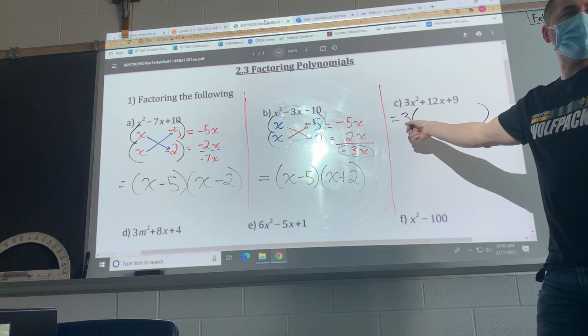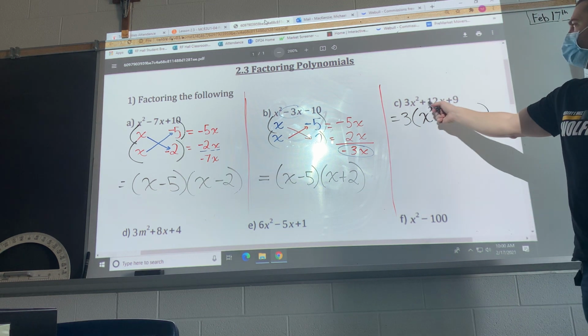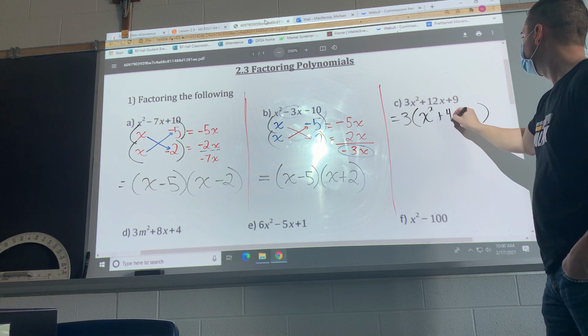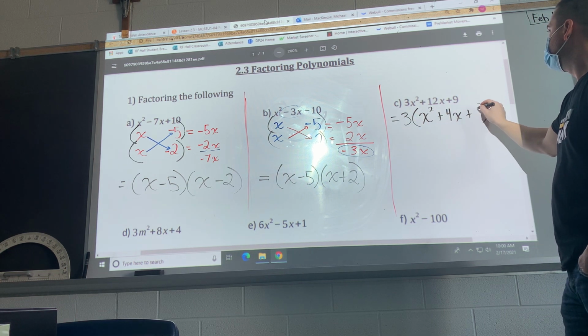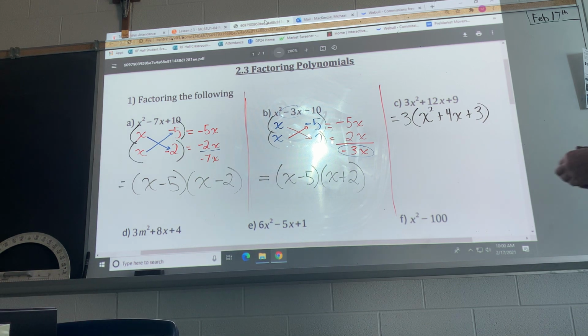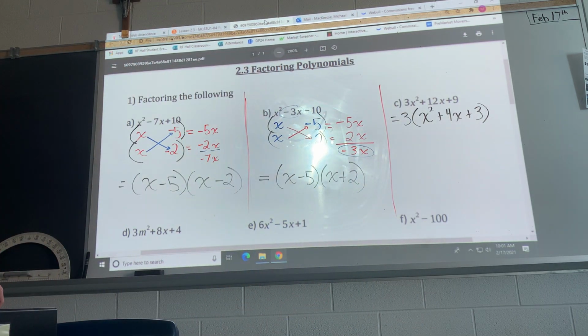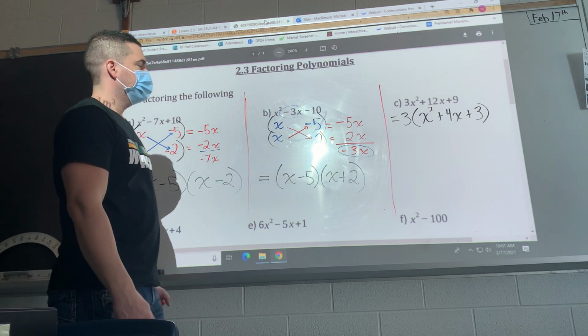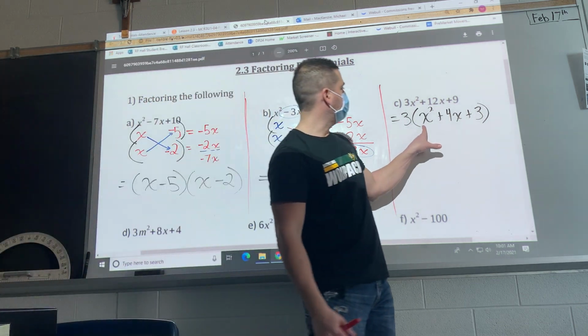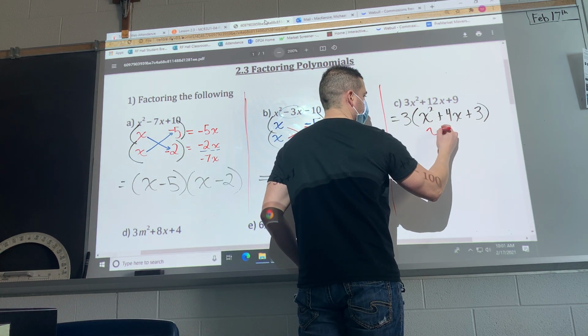So 3x squared divided by 3 would be 1x squared, or just x squared. 12 divided by 3 is 4. And 9 divided by 3 is 3. So now we're left with the trinomial again, so we're going to break this down. So the x squared into x and x.